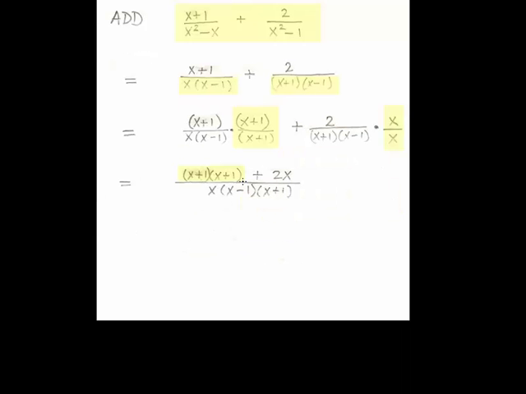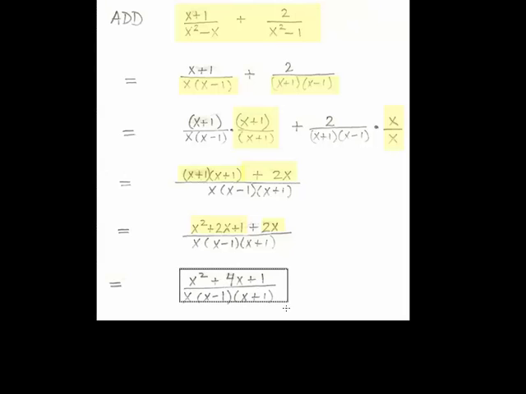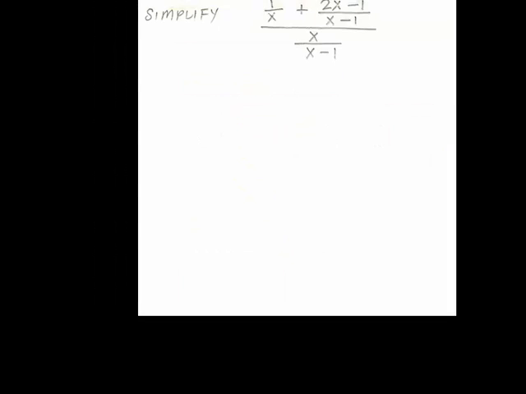And we get (x + 1)(x + 1) plus 2x, all over our common denominator. And now we can just multiply out the (x + 1)(x + 1) to get x squared plus 2x plus 1, and then add that to the 2x. And then we combine like terms, and then we're done. And our answer is (x squared plus 4x plus 1) over our common denominator of x(x - 1)(x + 1).